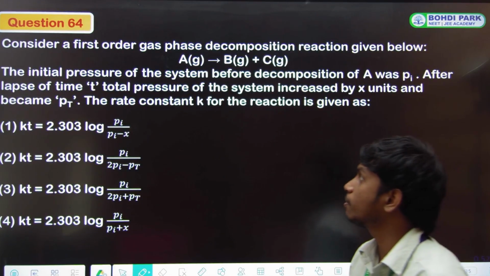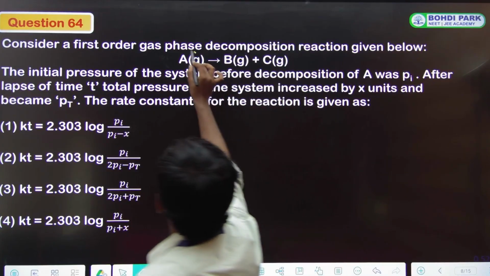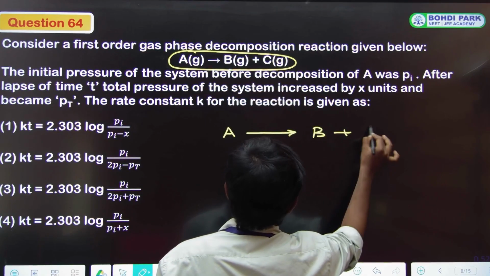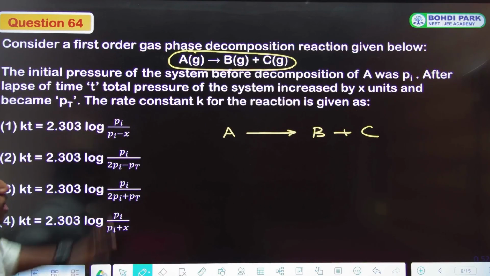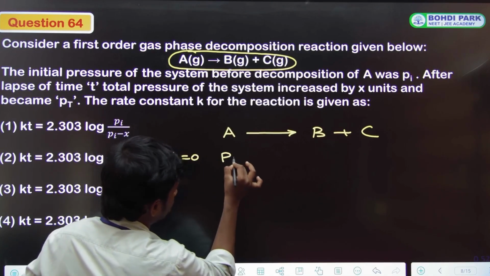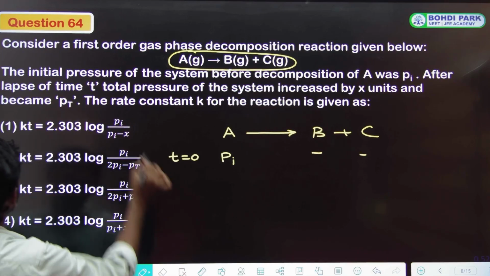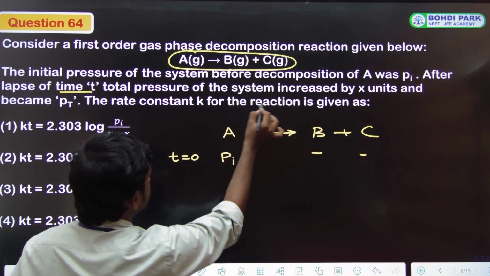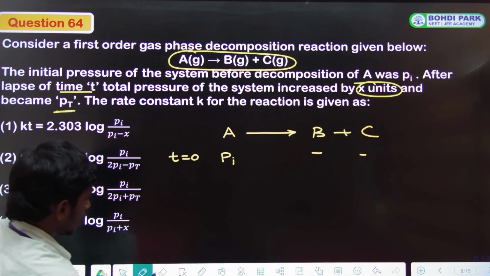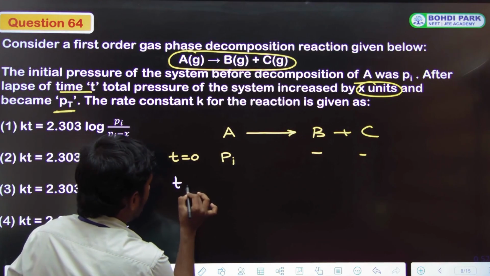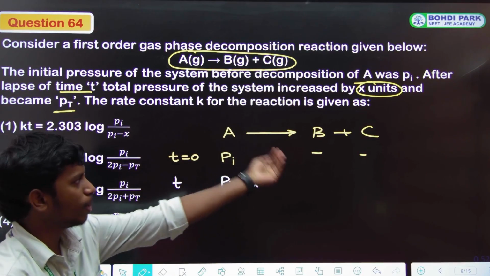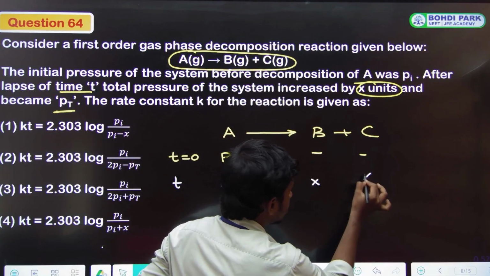Okay, then question number 64. For a first order reaction, A gives B plus C னு கொடுத்துட்டாங்க. The initial pressure is given as PI. Okay, at time t equal to 0, the initial pressure is PI. There is no pressure here. After the lapse of time T, the total pressure of the system is represented as PT. இங்க X units வந்து decrease ஆயிருக்குன்னு சொல்லிருக்காங்க. Okay, so what is given? At time T-ல இங்க PI-ல இருந்து X moles react ஆயிருக்கும். X amount reduce ஆயிருக்கும். The X amount may be added as a B part and C part.